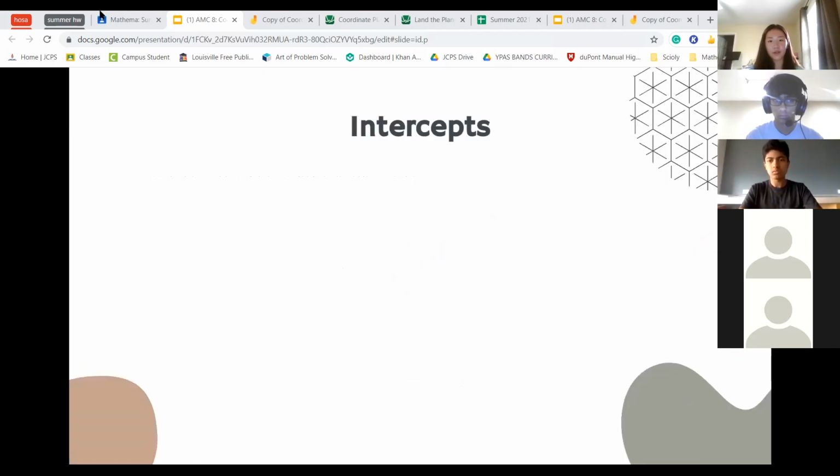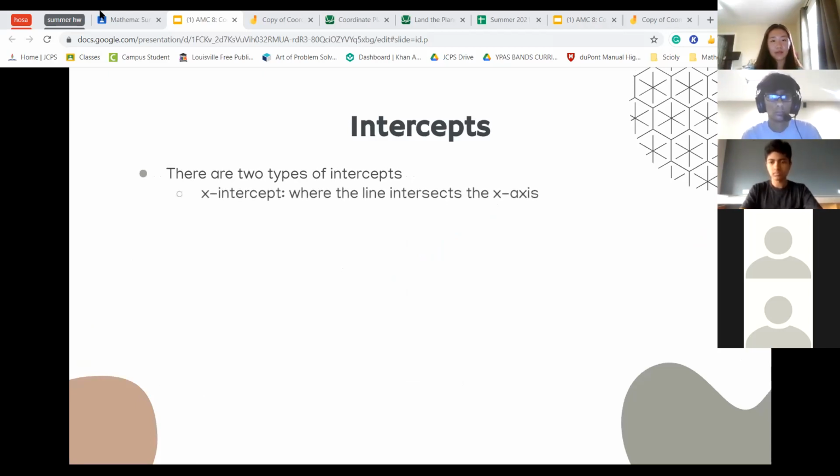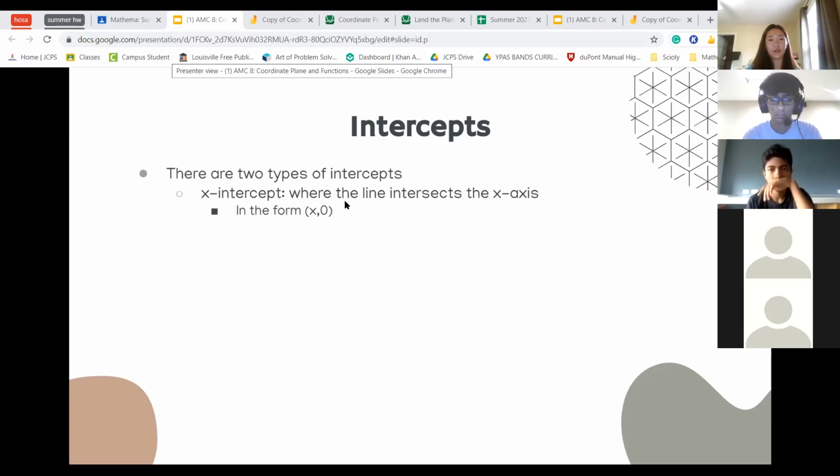So we're next going to go over intercepts. There are 2 types of intercepts, and we're basically going over linear ones today. The x-intercept is where the line intersects the x-axis, which, if you remember, is the horizontal line on the coordinate plane, and it's in the form x comma 0. If you don't understand this completely, we'll look over it a little more later, so don't be scared.